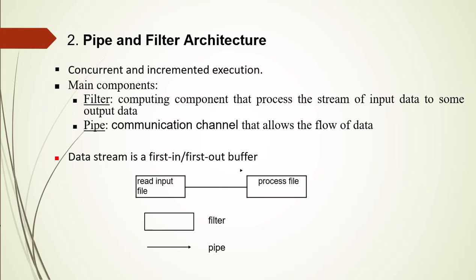The main components include filter and pipe. Pipe is the communication channel that allows data to flow from one subunit to another, and filter is the computing component. This means any component that computes on data, that processes the data based on the instruction and the input received. So the filter's function is to process, filtration. Data stream is a first in first out buffer, so if the data comes first, it will go out first.